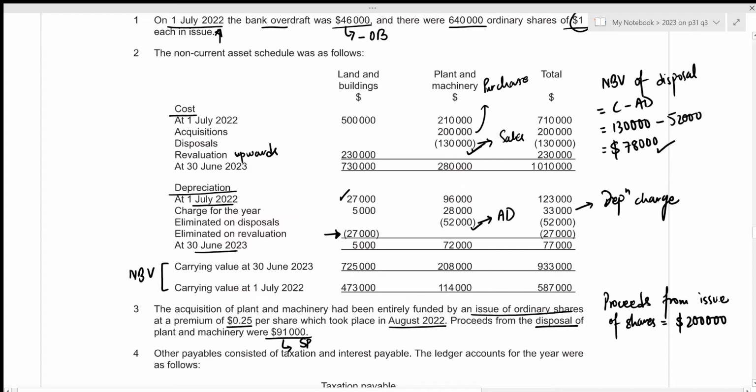In this case, we can see that our sales proceeds is greater than our net book value, which means that there is a profit on disposal. And this is just going to be sales proceeds of 91,000 minus our net book value of 78,000, which results in 13,000.